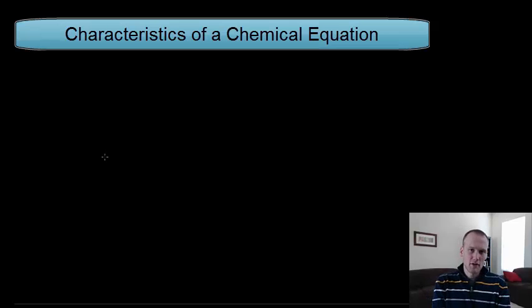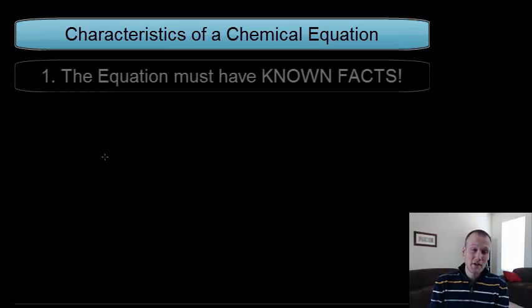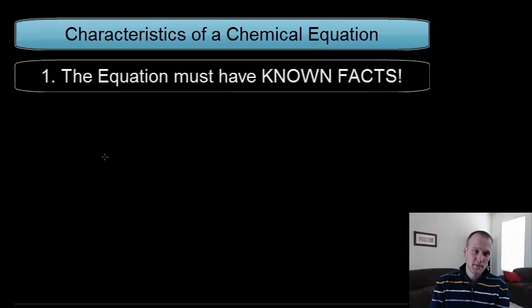The last topic that I wanted to cover today is the things that must be true about a chemical equation. First of all, the chemical equation must have known facts. You can't take 2 reactants, combine them, and make up some product that's never been seen in the natural world before. The things that you represent in a chemical equation must have been observed at some point.